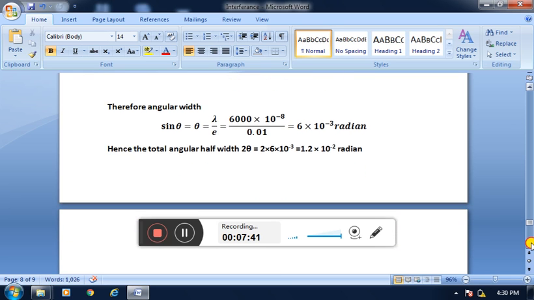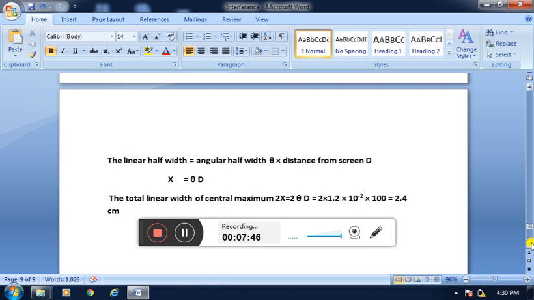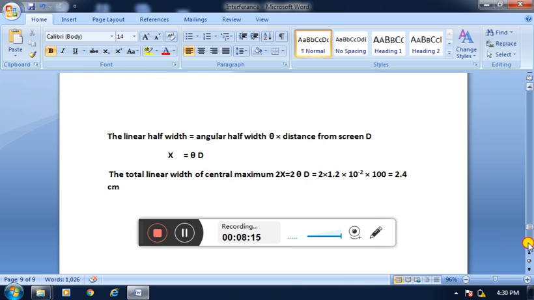Dear student, next we are going to find the linear half width. How do we calculate the linear half width? It is the angular half width multiplied by the distance from the screen. Dear student, x is the linear half width, theta multiplied by d. The total linear width of the central maxima means 2x, that is twice theta d, which is 1.2 into 10 power minus 2 multiplied by d, where d is 100 centimeter. Then it becomes 2.4. The total linear width of the central maxima is 2.4 centimeter.